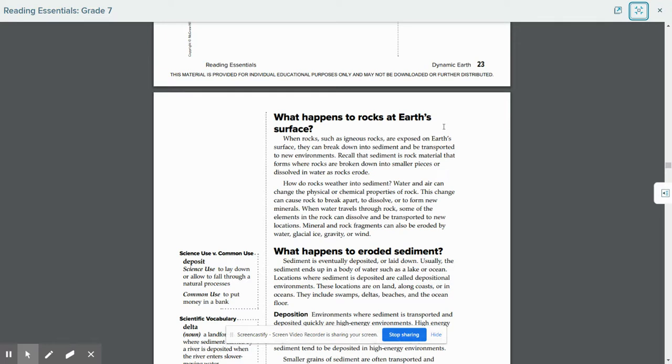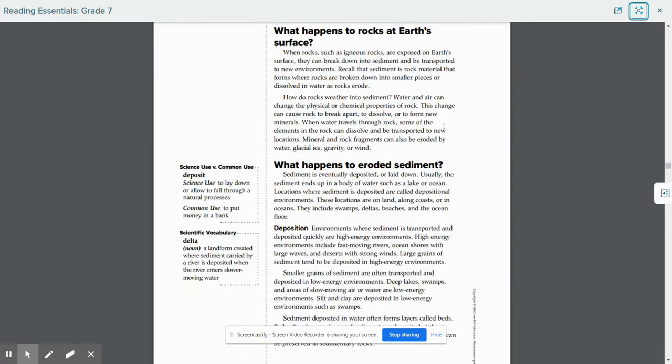How do rocks weather into sediment? Water and air can change the physical or chemical properties of rock. This change can cause rock to break apart, to dissolve, or to form new minerals. When water travels through rock, some of the elements in the rock can dissolve and be transported to new locations. Mineral and rock fragments can also be eroded by water, glacial ice, gravity, or wind.